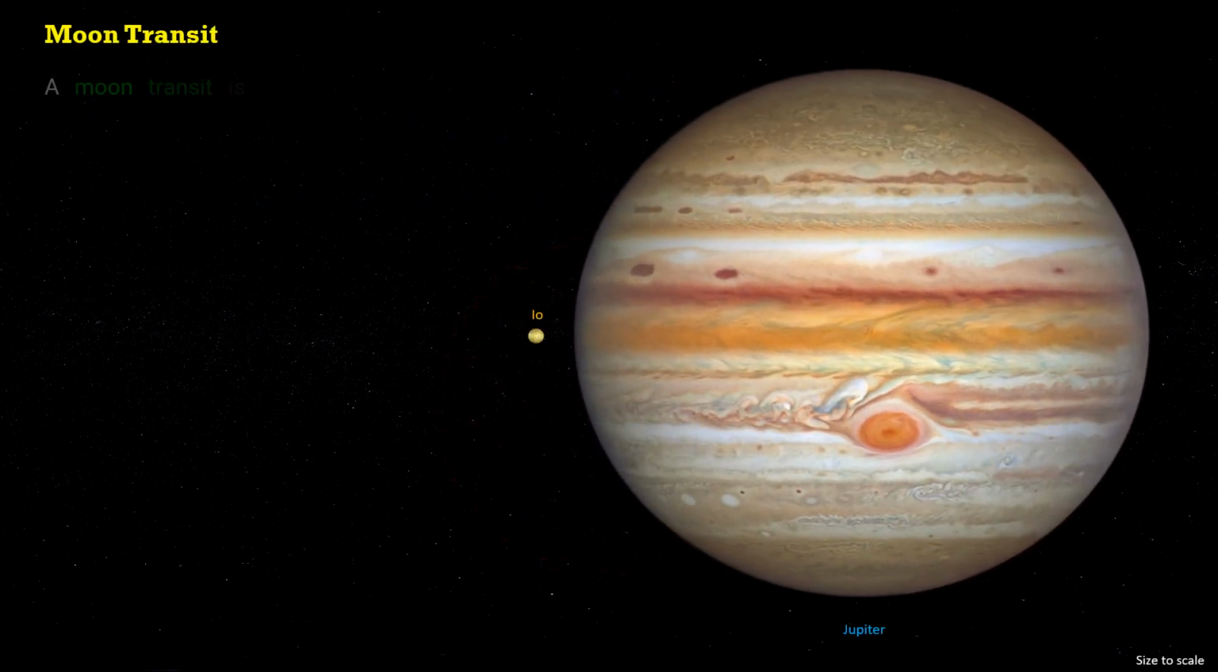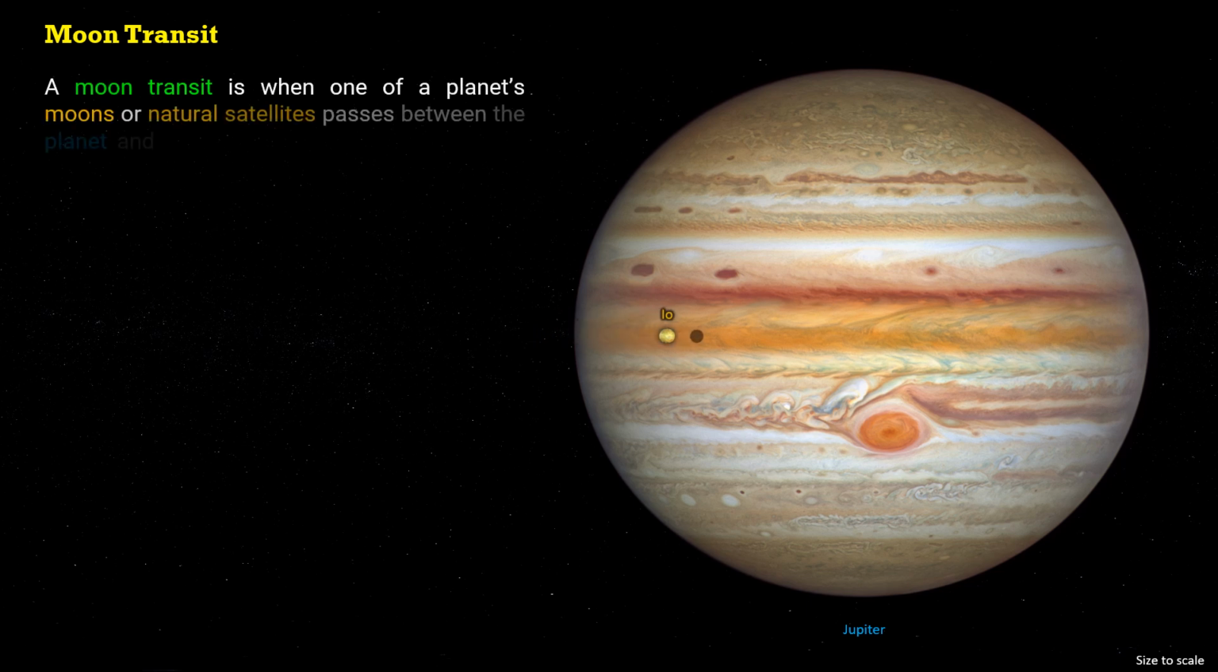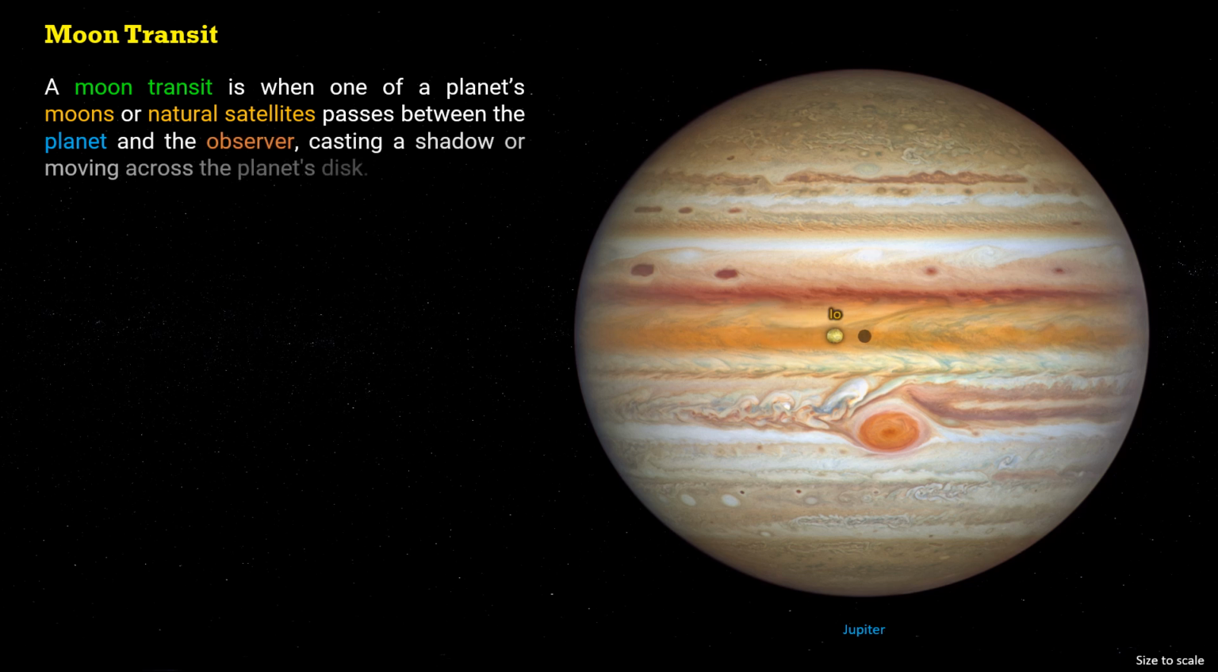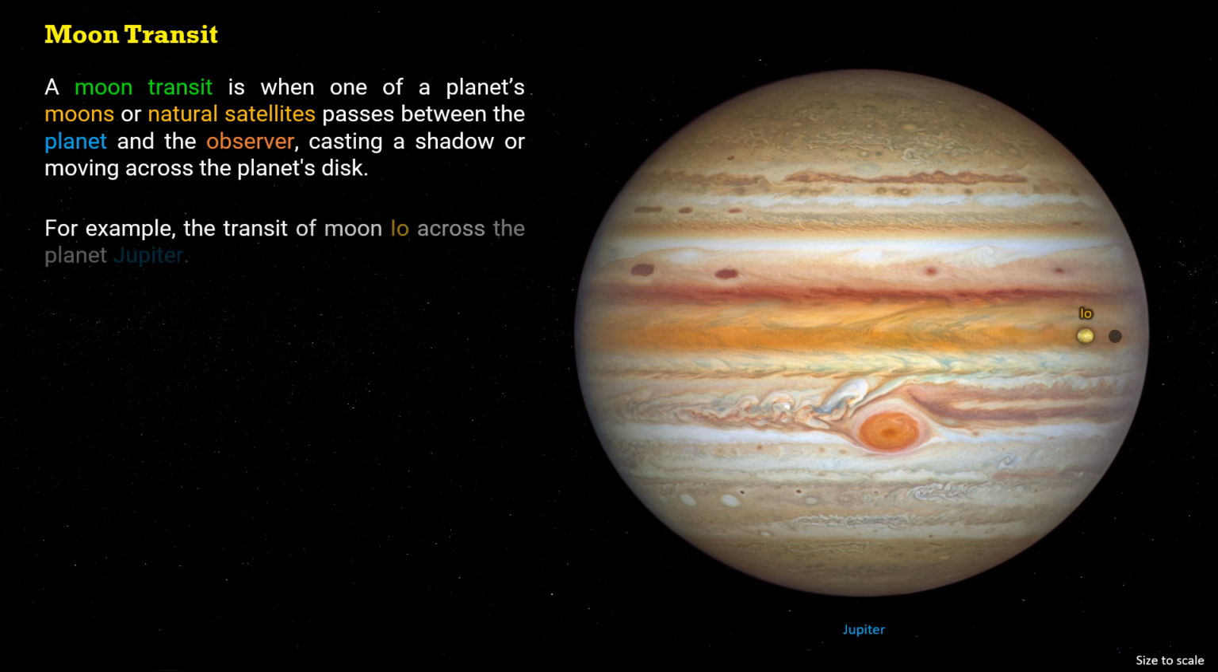A moon transit is when one of a planet's moons or natural satellites passes between the planet and the observer, casting a shadow or moving across the planet's disk. For example, the transit of the moon Io across the planet Jupiter.